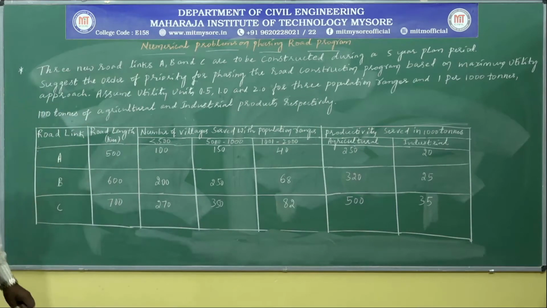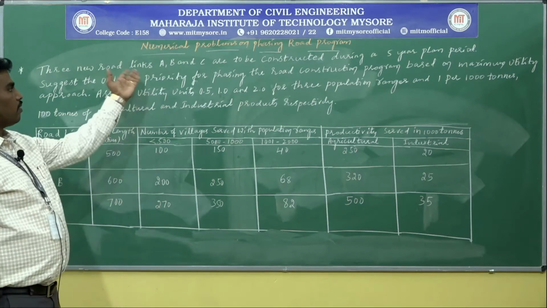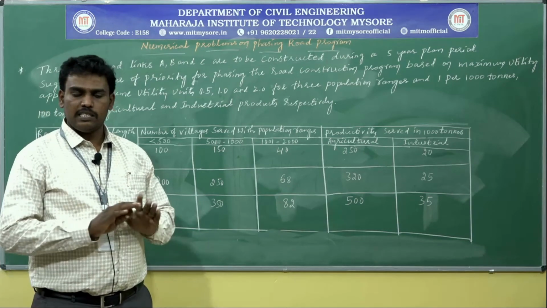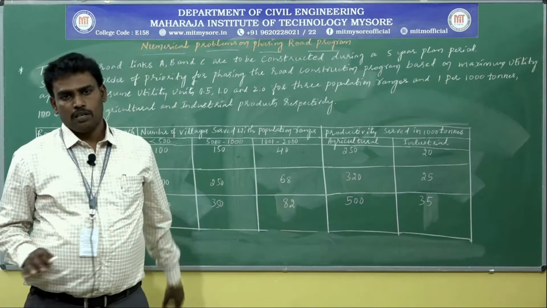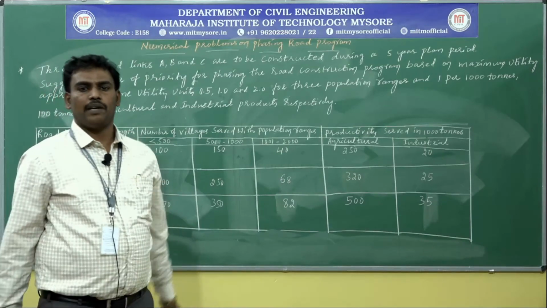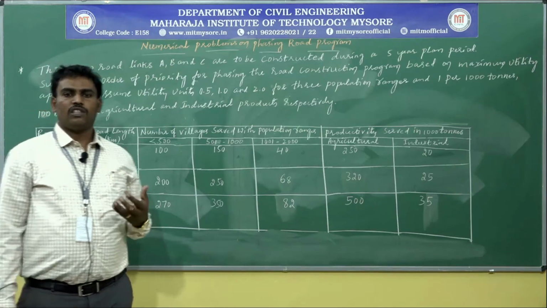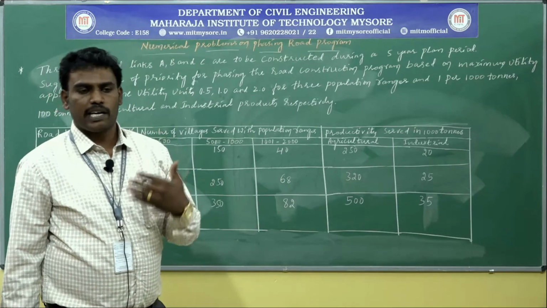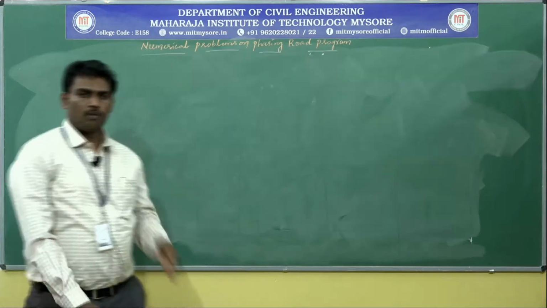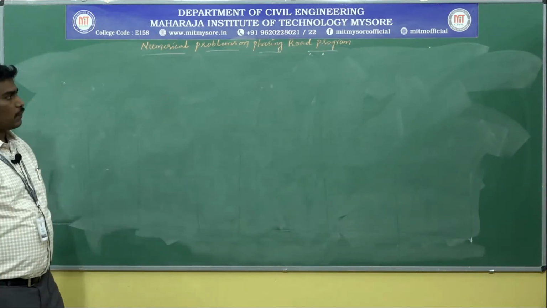Okay, this was the given problem. This is a numerical problem on phasing of a road program. What do you mean by phasing? It is just fixing the priorities for each road based on the maximum utility approach. It tells us which road will be taken up first and which road will be taken up next for construction and so on. Is it clear?